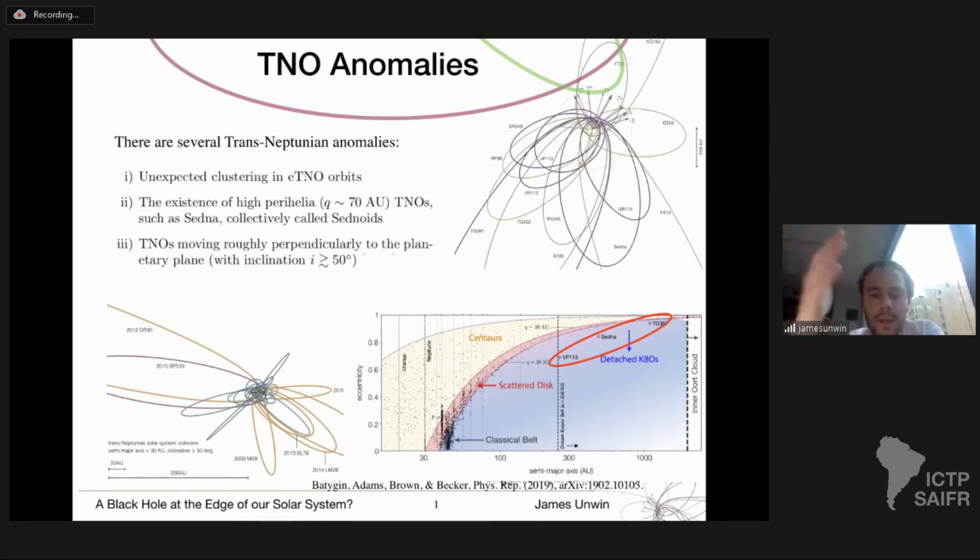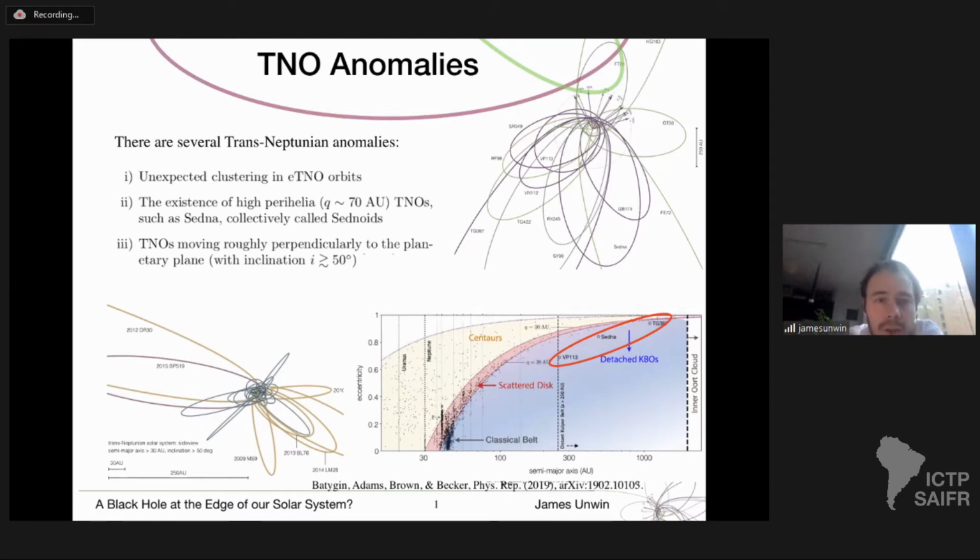You would think that these objects should be uniformly distributed on the sky. What you find is that they actually cluster into certain regions. So you find a dozen, say, all in one direction. This is indicated in the plot in the top right here.